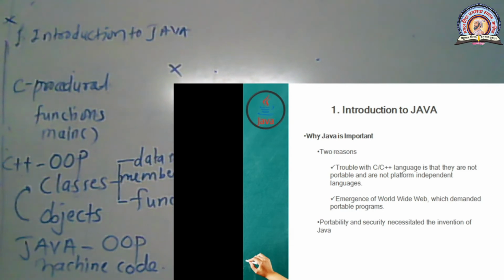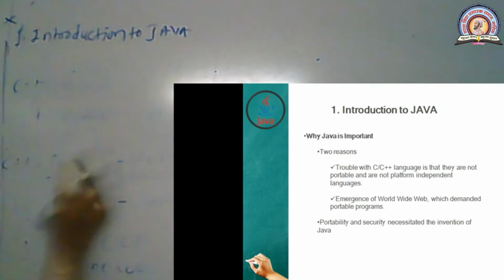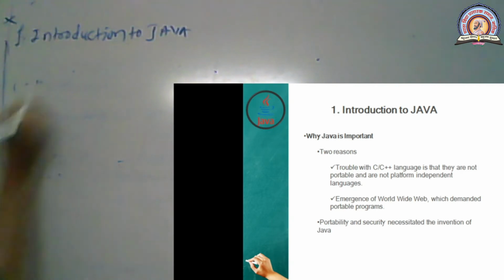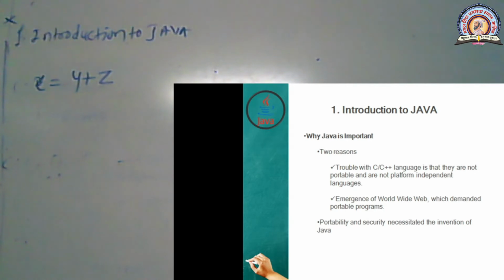So, the program which is written in any programming language is to be converted into machine code, which is understood by our computer system, and then the instructions are executed. For example, suppose in a C program we have written one statement, that is x equals y plus z. This statement is to be executed. So first of all, the compiler will convert it into machine code.